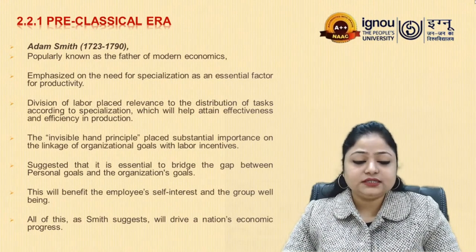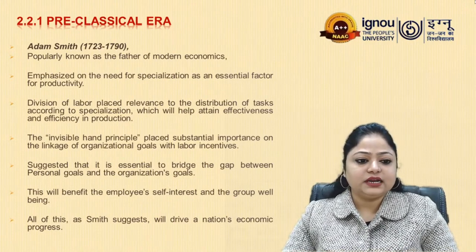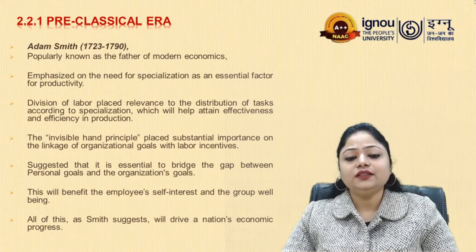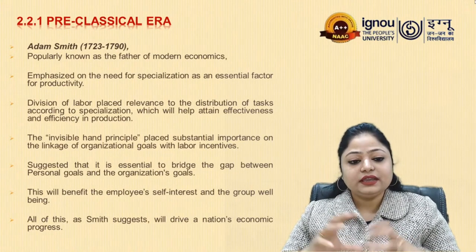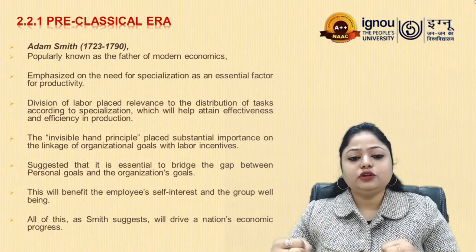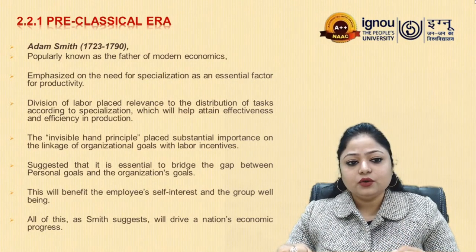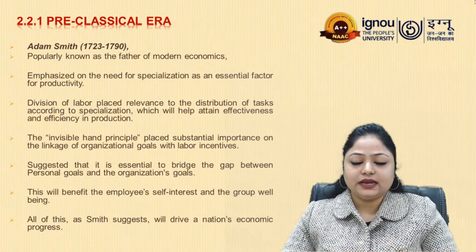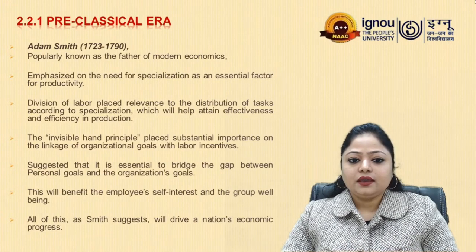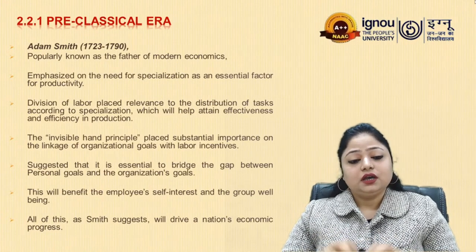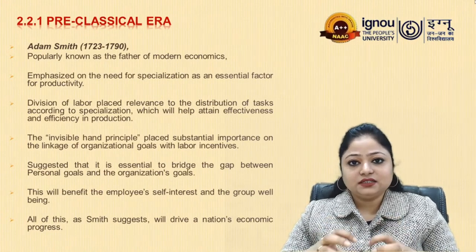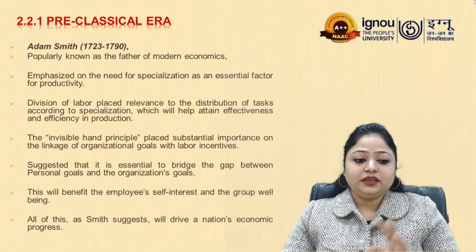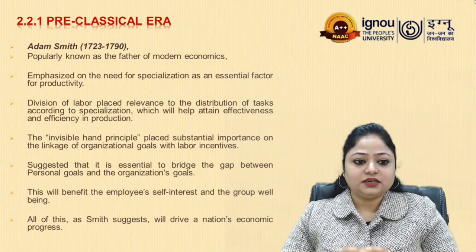Then he also suggested in his era or study that it is essential to bridge the gap between personal goals and the organizational goals. So the gap of individual motive and organizational objective was realized by Adam Smith in his era only, which is the pre-classical era. And in order to succeed, he always emphasized that this gap should be filled, and there should be a sync or link between the personal goals and the organizational goals.